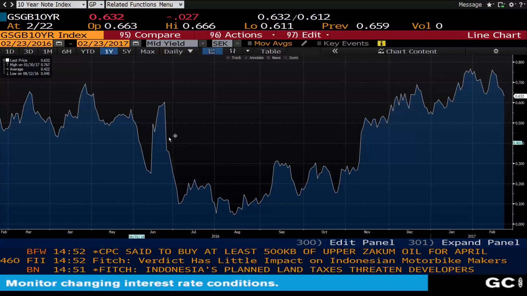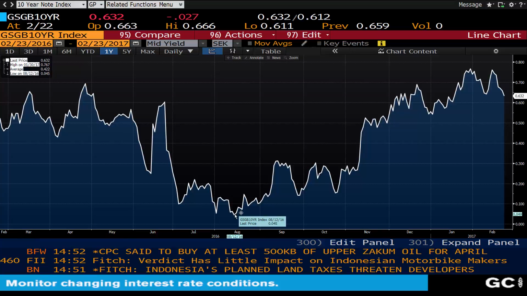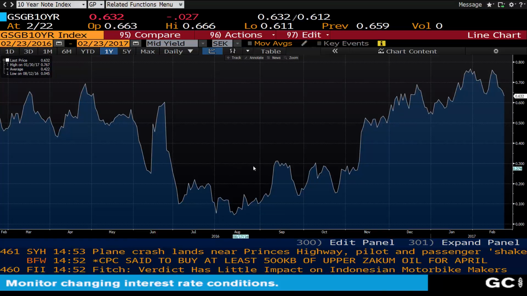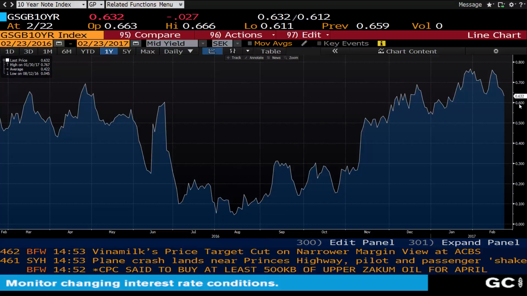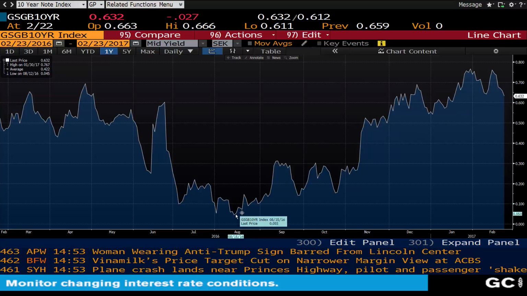So here I can see the fluctuation of the risk-free rate. It's gone down from less than 1%. Again, this 0.6 means that it's 0.6%. So it's already very, very low right now, and it was even lower in August. So you see that it's actually gone up a bit.